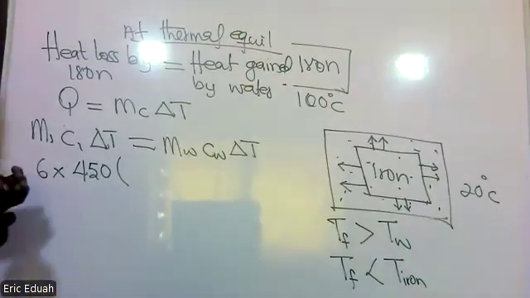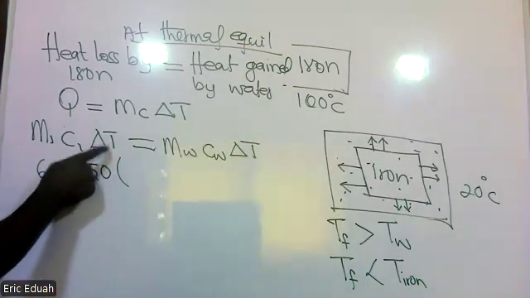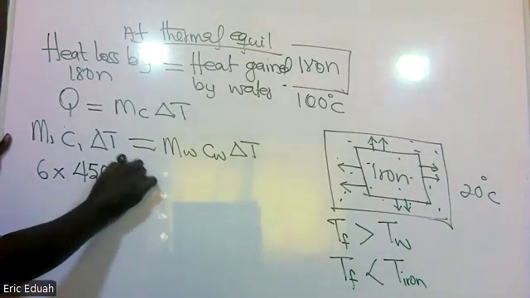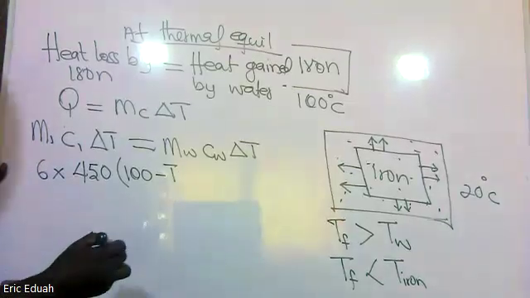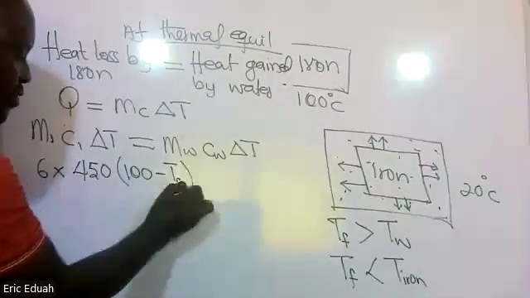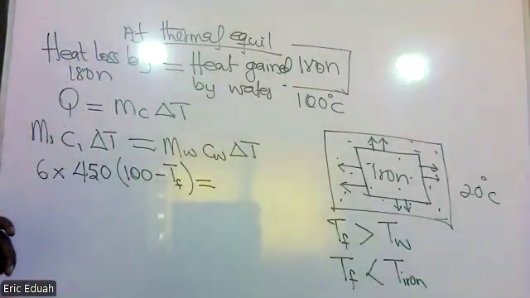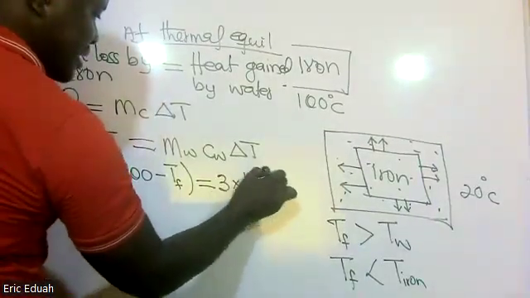The change in temperature, please, is always positive. What is the change in temperature for the iron? The initial temperature of iron, which is 100, minus the temperature of the mixture, or the temperature of the two at thermal equilibrium, which we don't know, TF. This must be equal to the mass of water. What's the mass of water? 3 kilograms. 3 times 4,200.